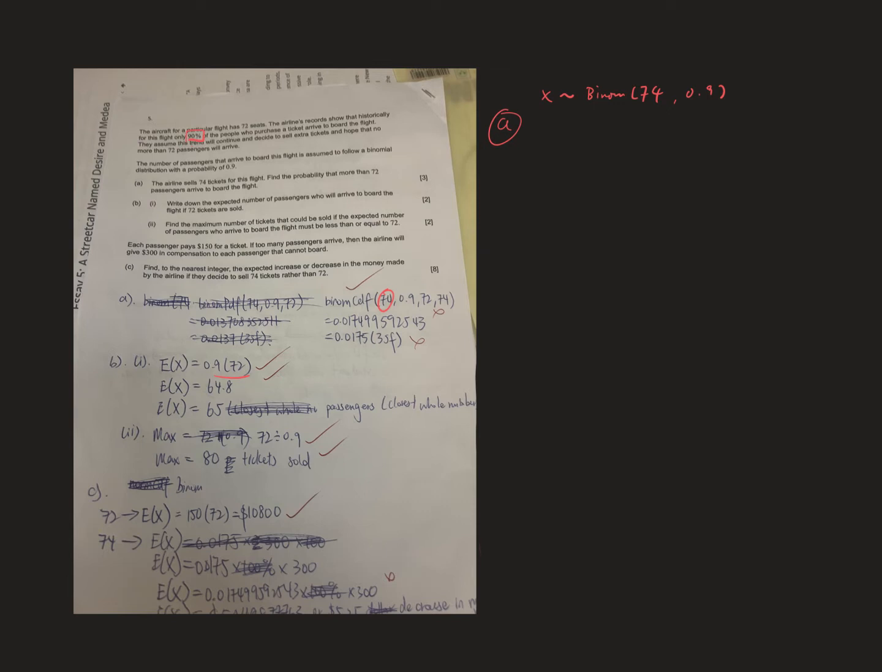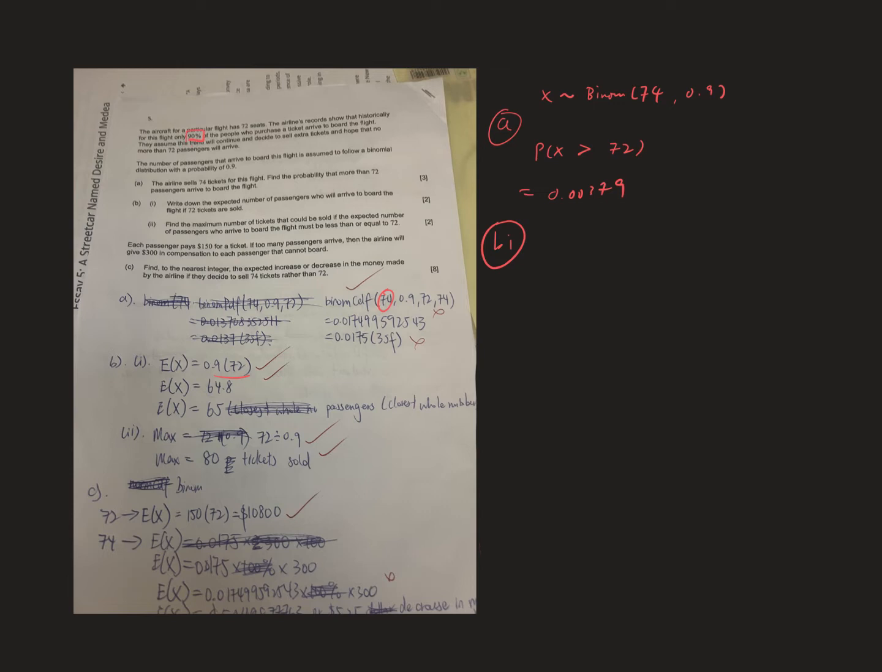Then the question is the probability of getting X greater than 72. Therefore we use the binomial CDF to answer this question, and we get the answer for this part, which should be 0.0379.